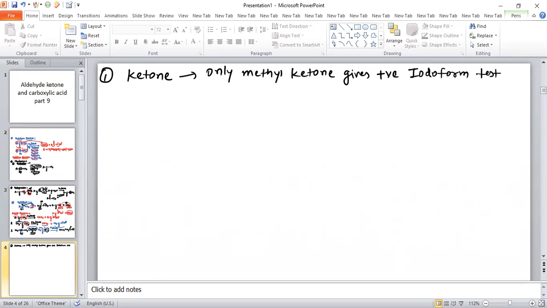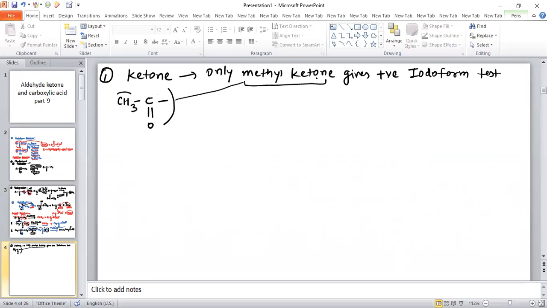What is basically a methyl ketone? The methyl ketone is basically this part, CH3C double bond O. So this is a methyl group present on the ketone. When this group is present at the corner, we call this compound a methyl ketone. So it gives a positive iodoform test.